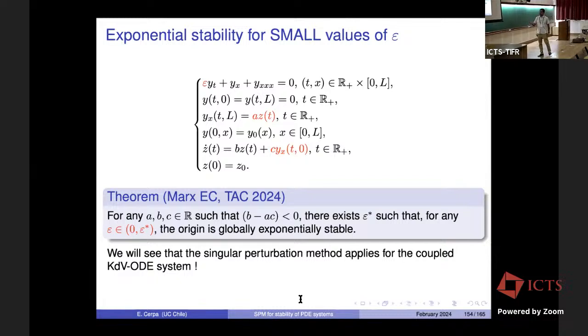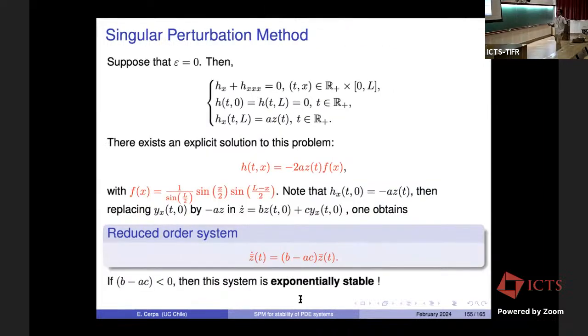So in order to prove this, we are finally applying the singular perturbation method to this KdV ODE system. As before, we put epsilon equal to 0 and we obtain a system, which is this one. And again here we can, using the same function m that we saw before, this is the same system. So there exists a solution h, now depending on time, through this constant z. Here we have again the explicit closed form for this function f. Then replacing in the equation, we obtain what we have called the reduced order system, z bar dot equals b minus ac times z bar.